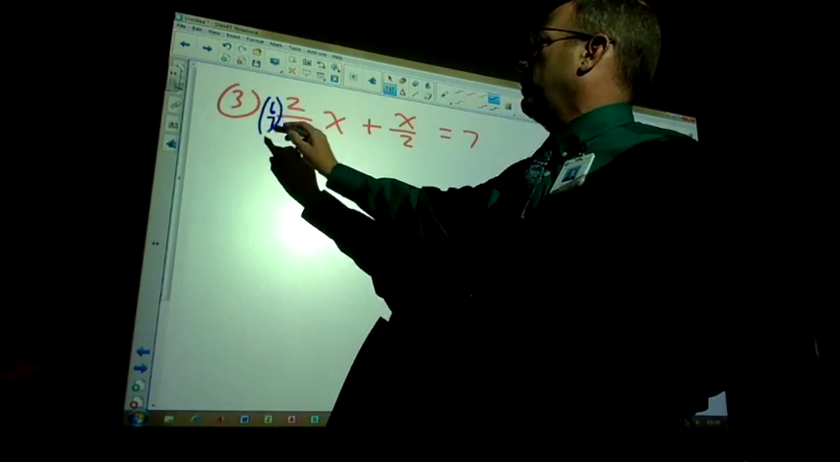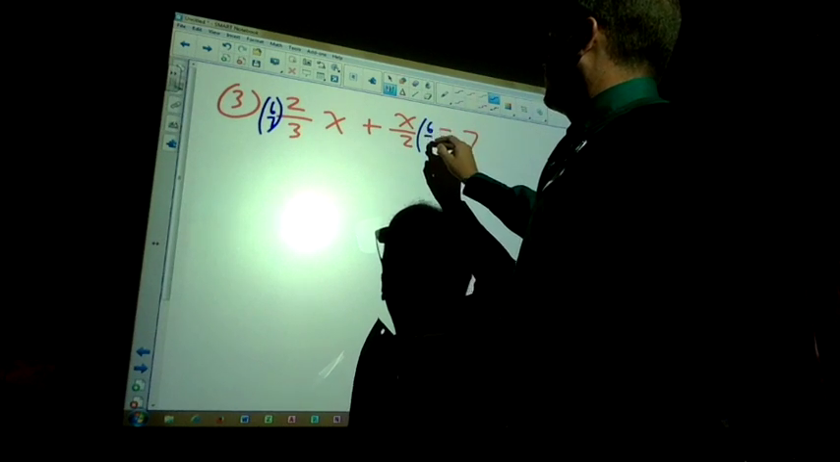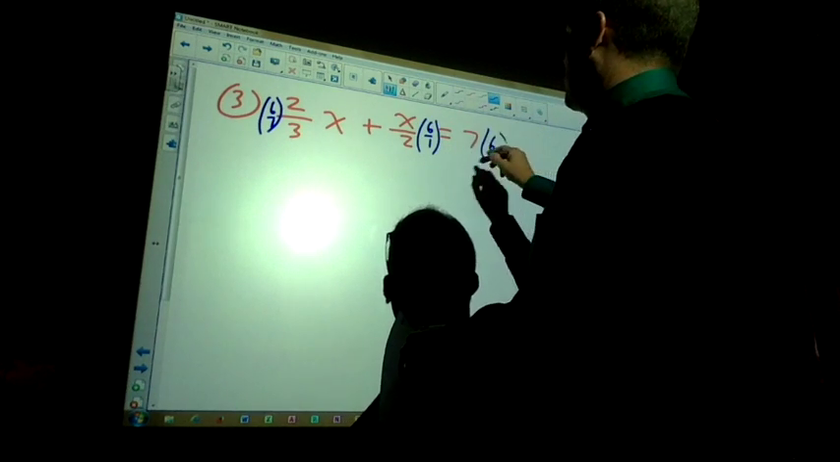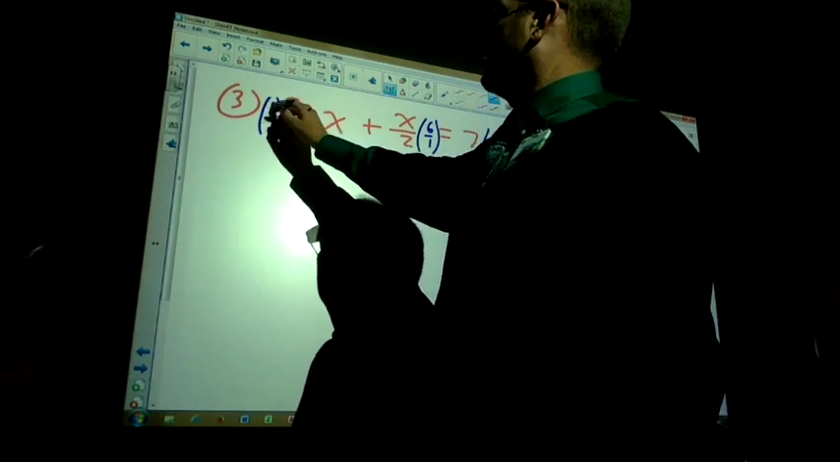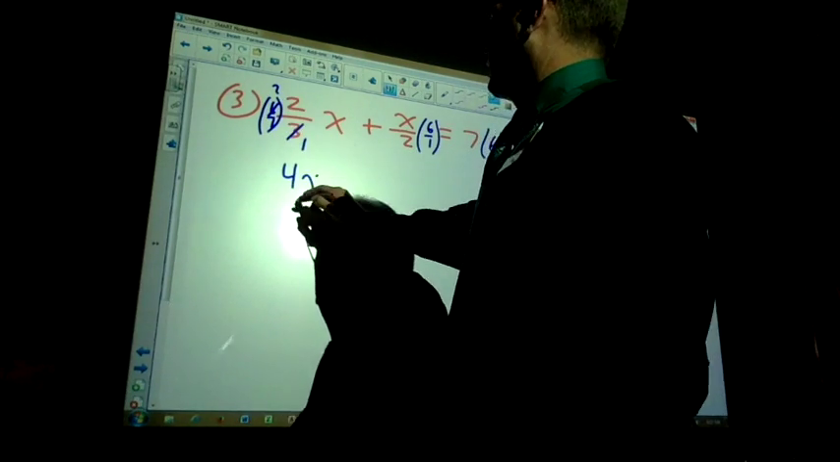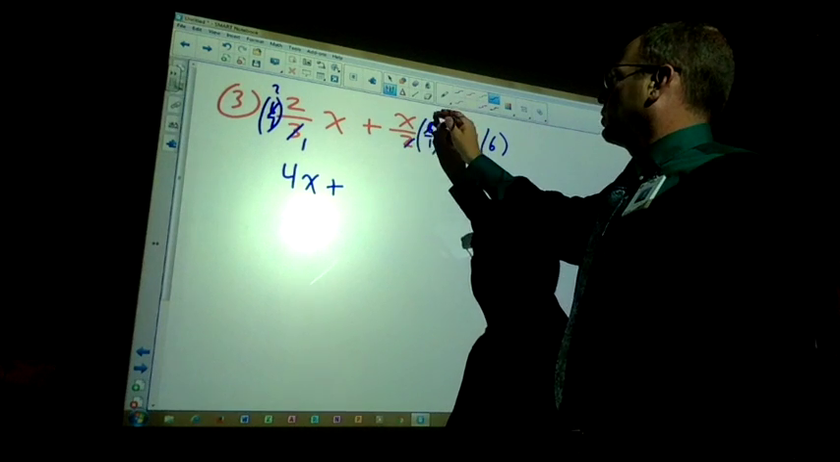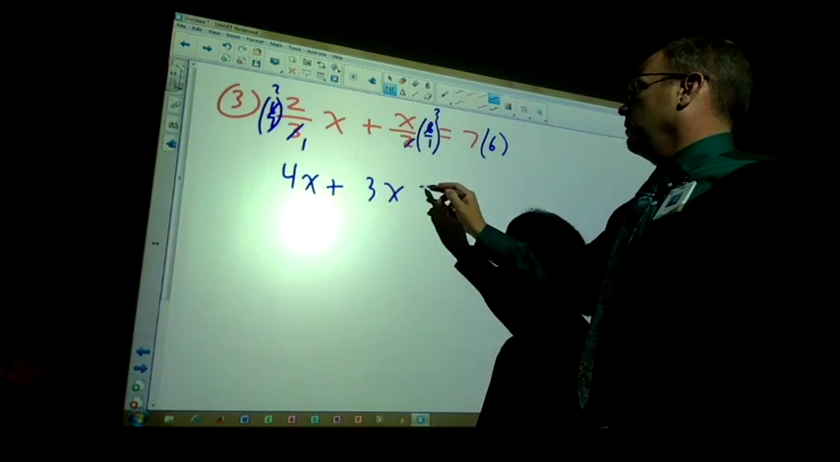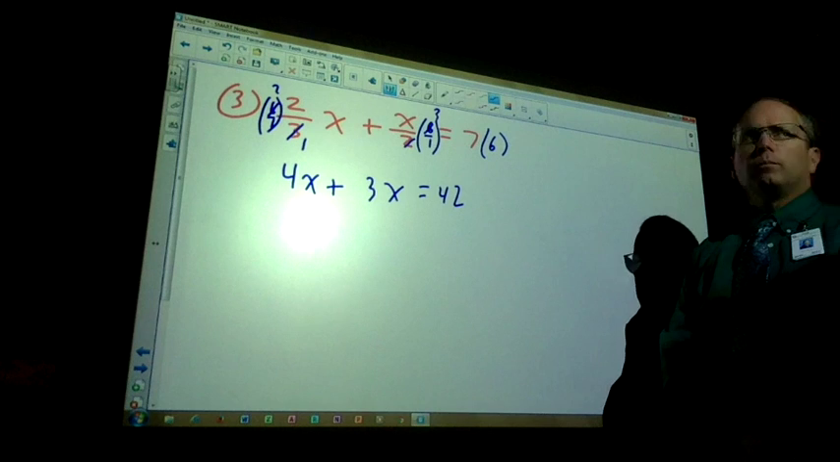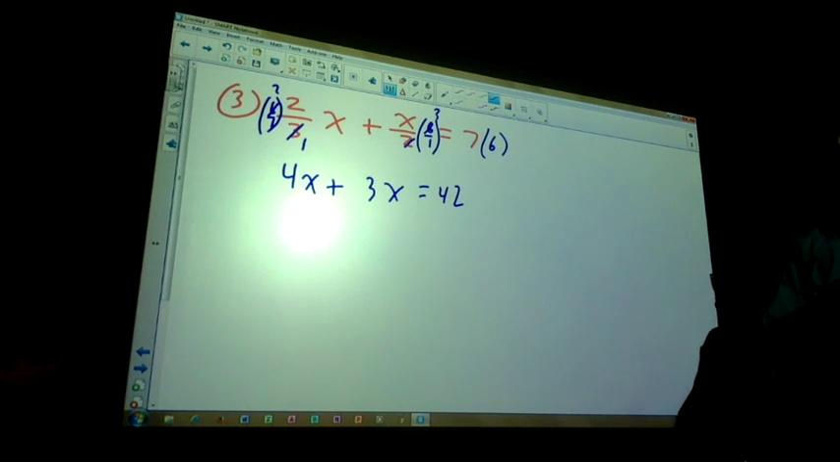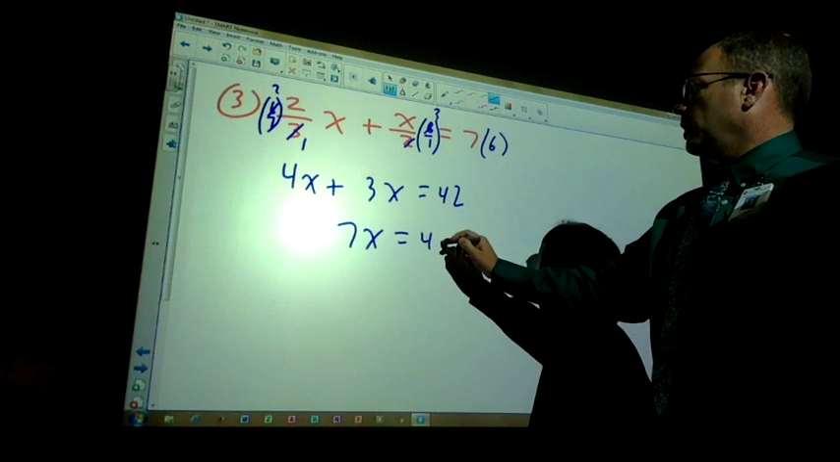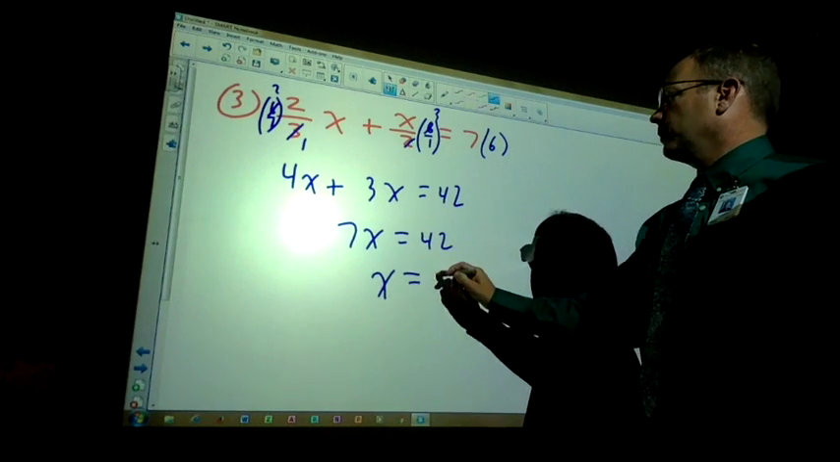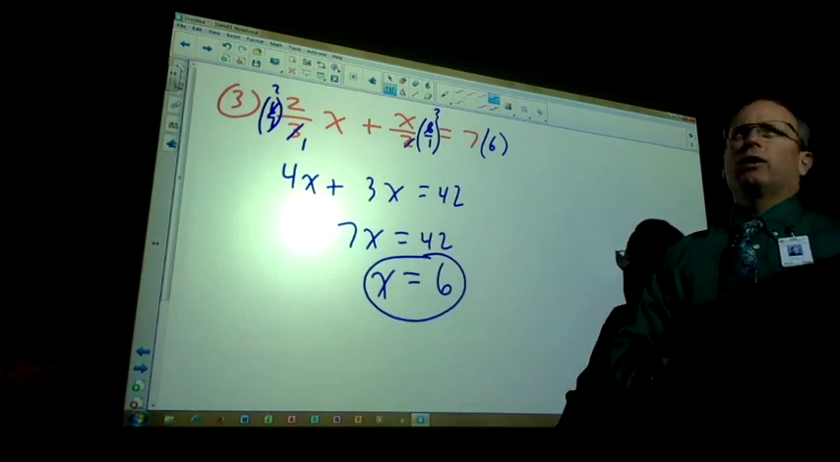All right, so I have 2 different denominators and 3 different terms. What's the smallest number that both those denominators go into? 6. So I'm going to multiply this by 6 over 1. Is 6 over 1 the same thing as 6? Yeah. So I'll just multiply this by 6 rather than by the fraction. So that's 2, that's 4x, and then that's 3x. Combine like terms. Divide by 7. Wind up with 6 for an answer.